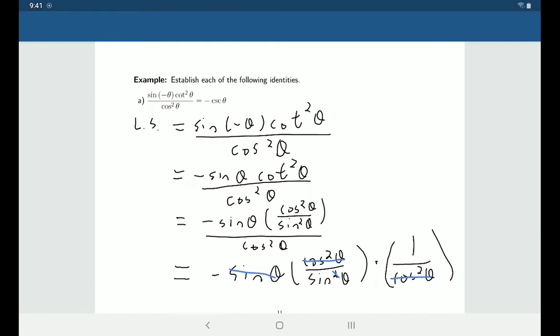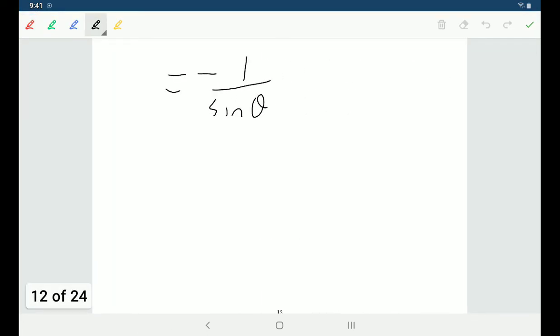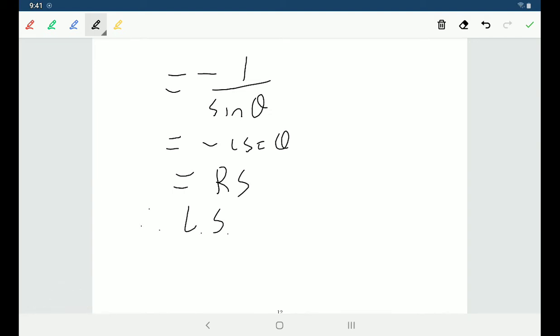We have a negative, and 1 over sine theta, oh wait, that is cosecant theta, so actually we are done. We showed with a sequence of steps that you're able to take one side of it, the left side, and show that it's equal to the right side, that the left side is always equal to the right side. And so therefore my identity has been established.